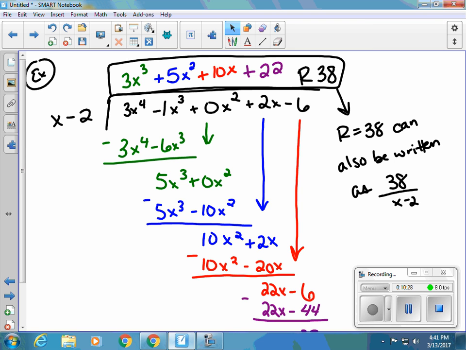So the long division of polynomials follows the same rule as normal long division without any variables. It's just one of those things where you've got to remember that you've got to distribute to the x and the negative 2, or whatever it is on the outside over here.